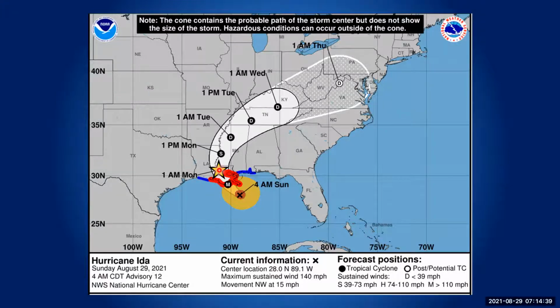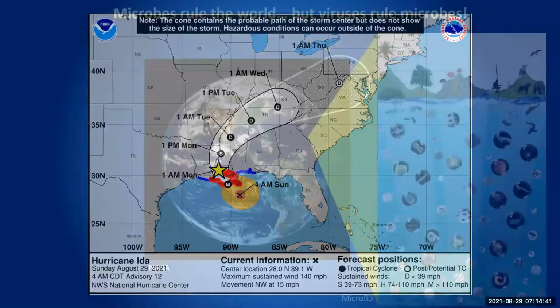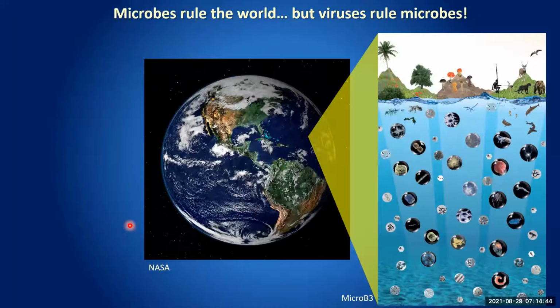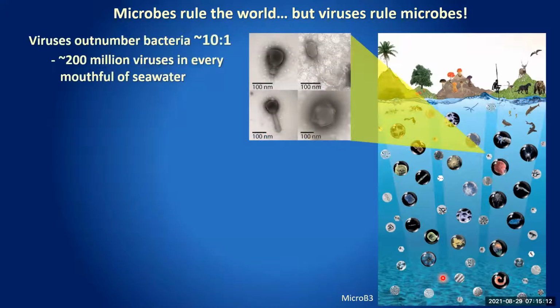All right, let's get to the science. I like to say that microbes rule the world, but viruses rule the microbes. We all know that the ocean covers the majority of our planet, and those oceans are absolutely teeming with microorganisms. Those microorganisms are performing the biochemical reactions that really fuel biogeochemistry on this planet and help it be habitable for us. But we also know that the oceans are teeming with viruses.